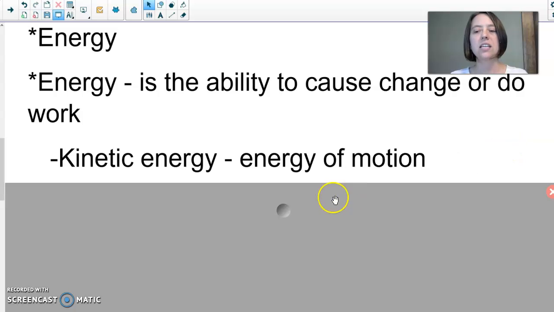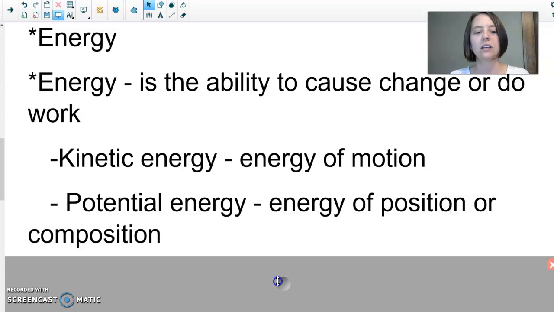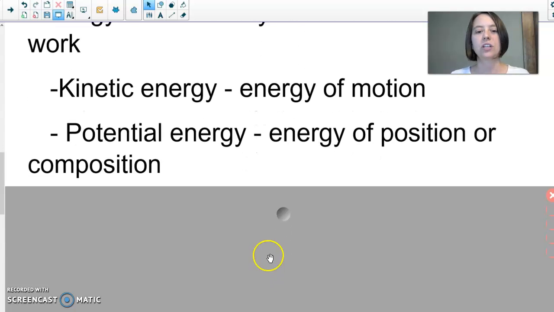So kinetic energy is the energy of motion. Those second graders running, my water pouring, the particles of the air moving around, that's all kinetic energy. There is also potential energy, and that is the energy of position or composition. If I have something that is up high, it has the ability to do work or to cause change if I were to drop it. The energy of position is its potential energy.